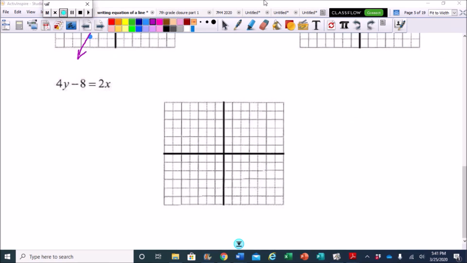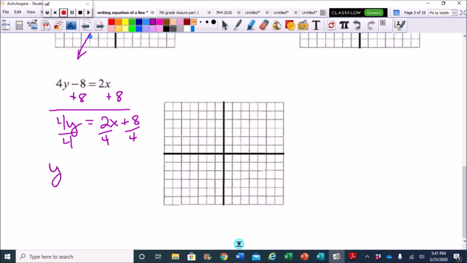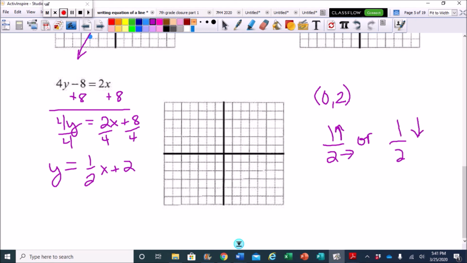Okay, this one we need to put in y-intercept form. So first thing I'm going to do is add 8 to both sides, because y-intercept form means to get the y alone. So 4y equals 2x plus 8. Divide everything by 4 to get y alone. So I have y equals 1/2 x plus 2. So that means we're going to start at (0, 2). And my 1/2 means I'm going to go up 1 to the right 2, or 1/2 means down 1 to the left 2.